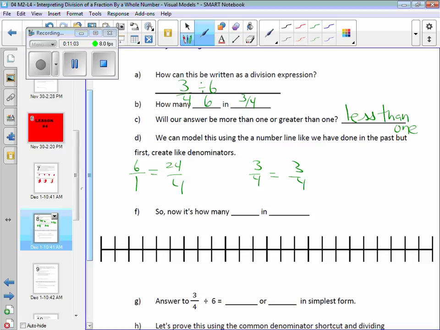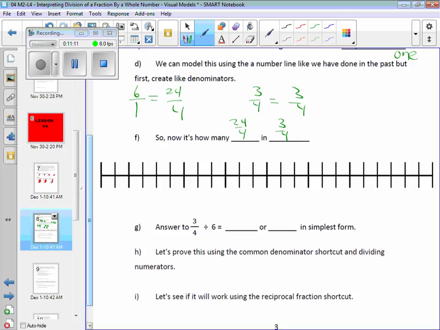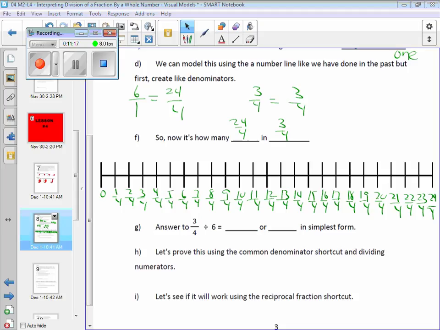So now we're being asked to find how many 24 fourths in 3 fourths. All right, a lot of numbering, but let's do it. 0, 1 fourth, 2 fourths, 3 fourths. I'm pausing. I want you to think about this before you answer it, okay? Where is my go-to? Becca. How many say 24 fourths? How many say 3 fourths?